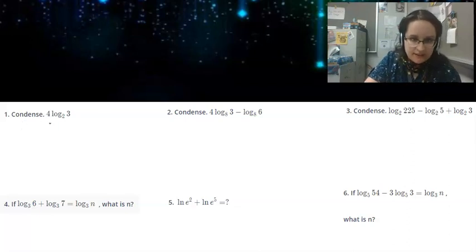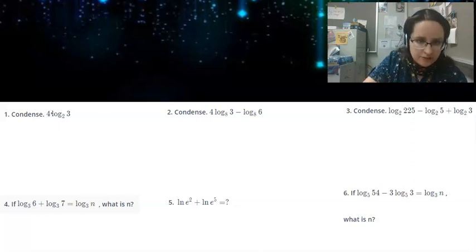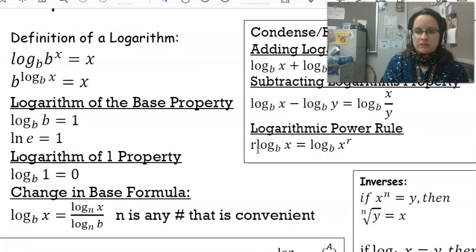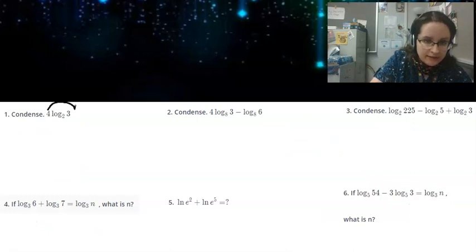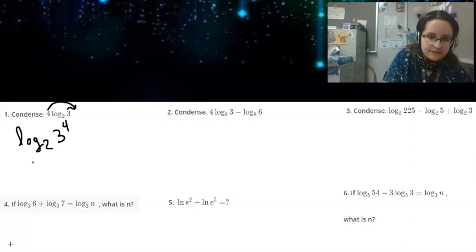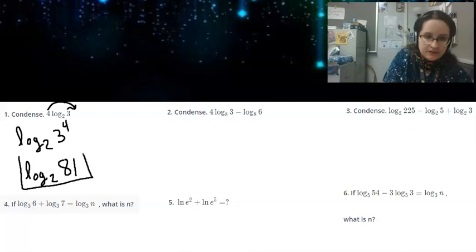Number 1 says to condense 4 log 2 of 3. Now, to do this one, you want to use the power rule. The logarithmic power rule is r log b of x equals log b of x to the rth power. So if we apply that, we have log 2 of 3 to the 4th power. You can also write that as log 2 of 81. This would be your condensed expression.